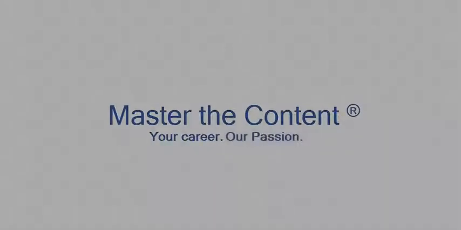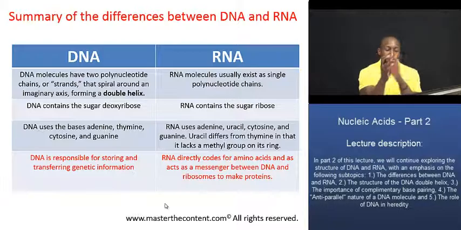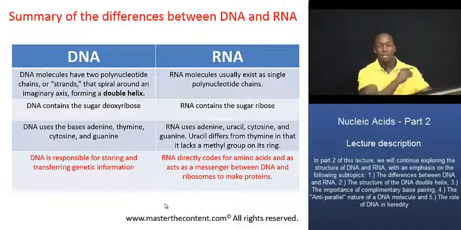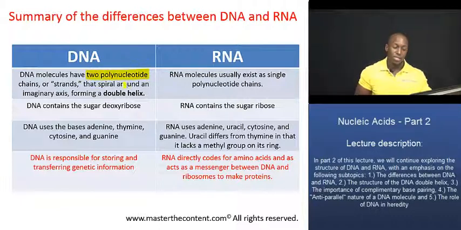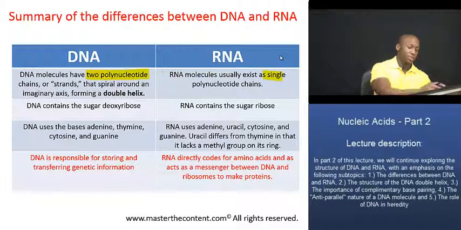Your career, our passion. What I want to show you here is a very simple table that summarizes the key differences between DNA and RNA that we've already talked about. So for instance, DNA molecules have two polynucleotide chains. RNA molecules usually exist as single polynucleotide chains.